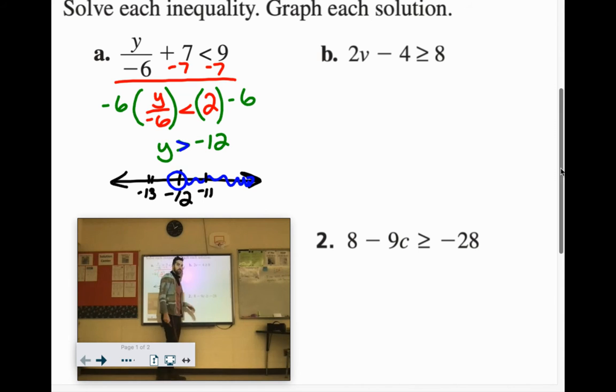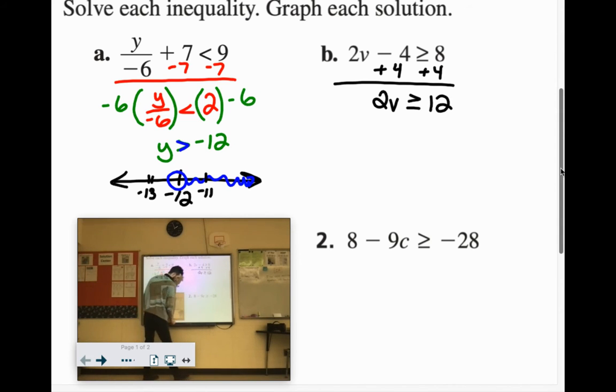So 2v minus 4 is greater than or equal to 8. Minus 4, okay, let's add 4 to both sides. 2v is greater than or equal to 8 plus 4, which is 12. How are we going to get rid of that 2? We're going to divide by 2 on both sides. Did we divide both sides by a negative? No. So we're not going to flip the sign. We're going to keep it. 12 divided by 2 is 6. So we'll get our number line ready.